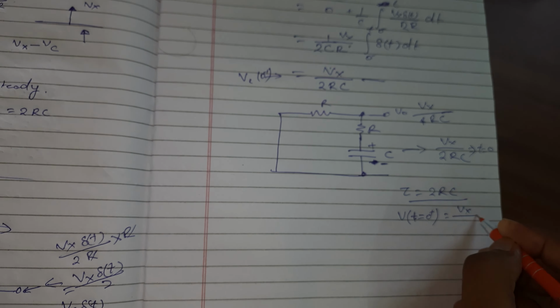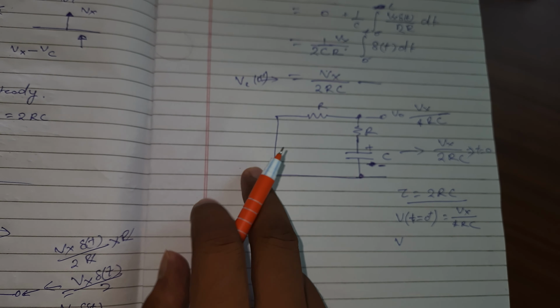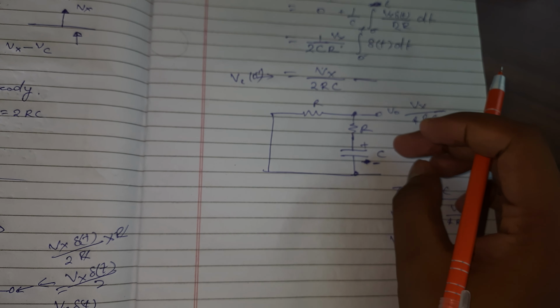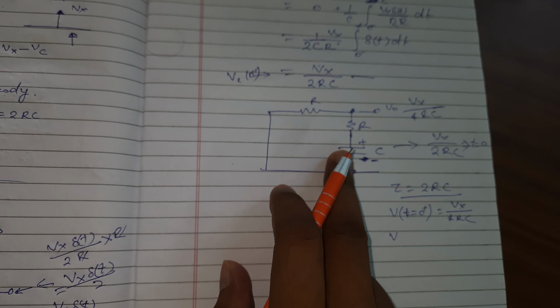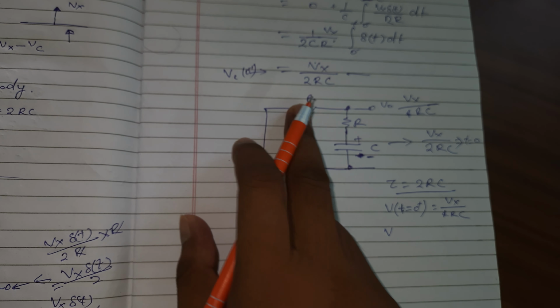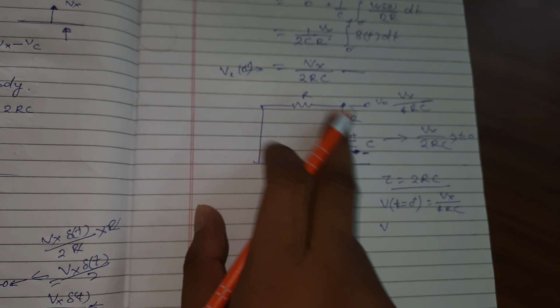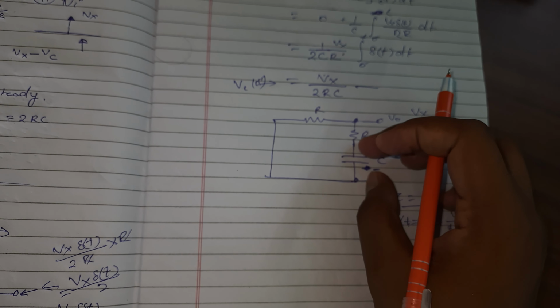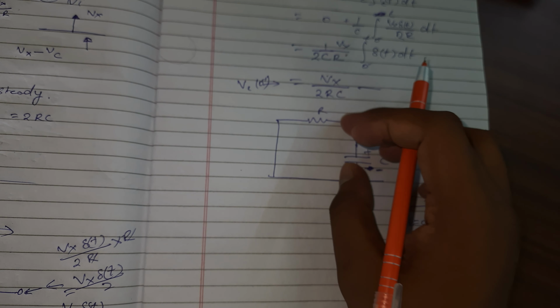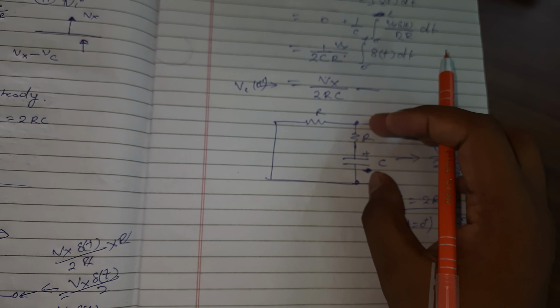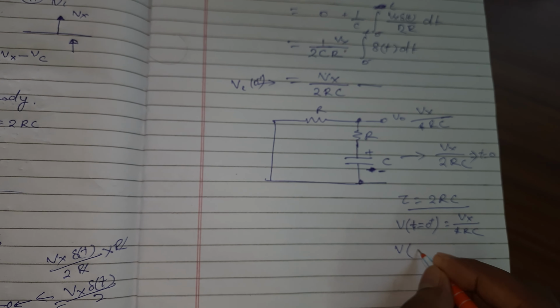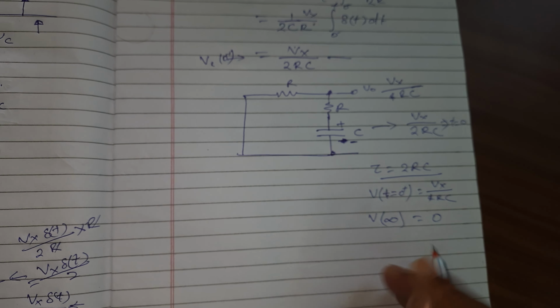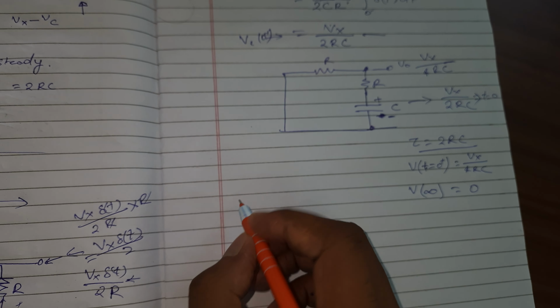Since there is no other input source, this capacitor has only stored energy. At steady state, it will dissipate all its energy across the resistor, so the energy of the capacitor will be 0, and hence the voltage across it will be 0, and there will not be any current flowing in the circuit. So V infinity will be 0. Now we can draw the output waveform.